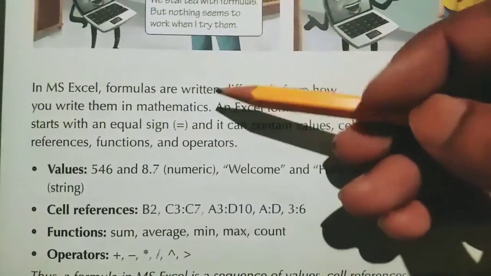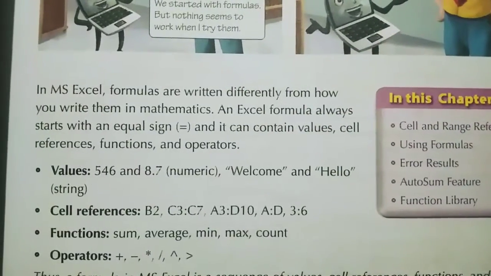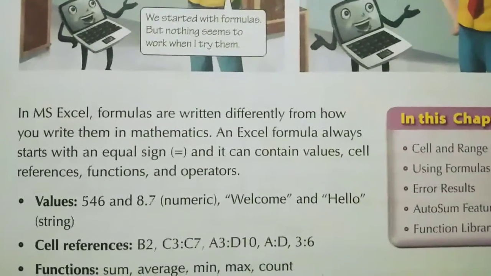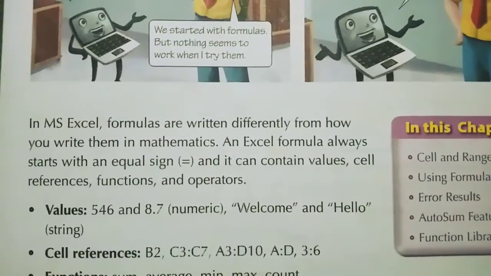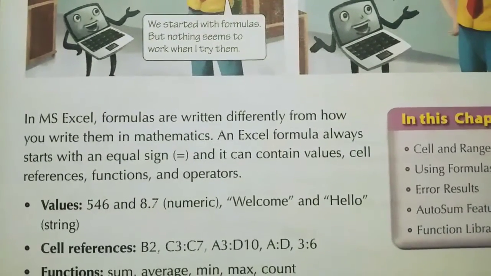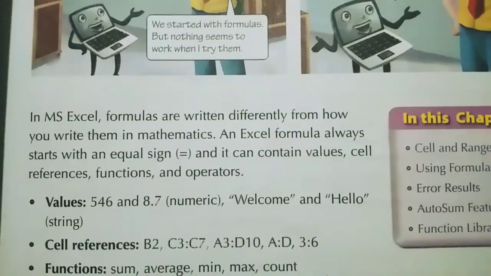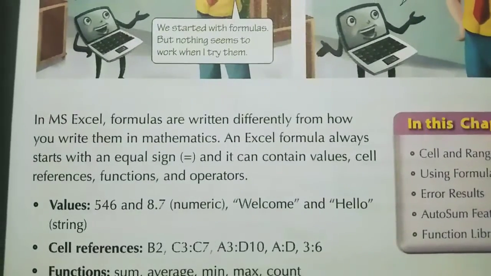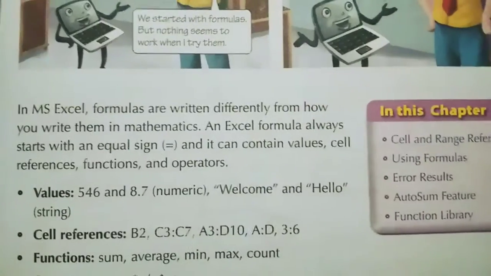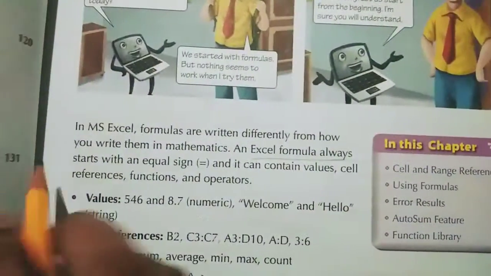So Microsoft Excel formulas are written differently from how you write them in mathematics. So we'll see here how to solve the maths in Microsoft Excel. But here the formulas are different from our traditional mathematics. An Excel formula always starts with an equal sign. See, it will always start with an equal to sign. First of all, before any formula you have to put an equal sign. Okay, so you have to underline this. So an Excel formula always starts with an equal sign.